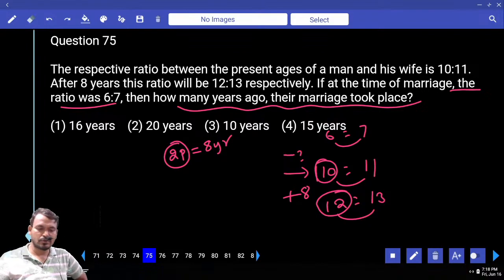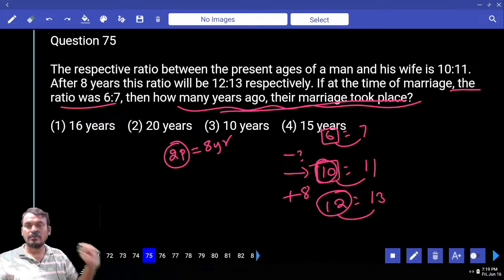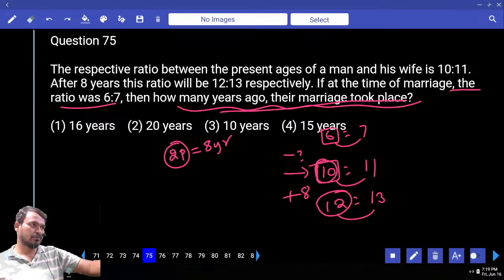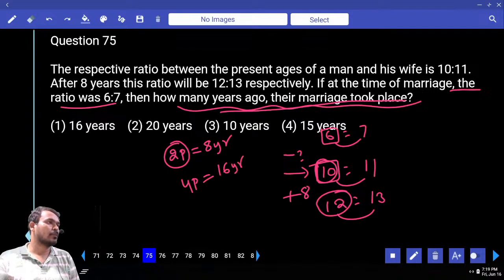Okay. What is the question here? How many years ago their marriage took place? Some years back, how many parts? 6 parts. At present 10 parts. How many parts are increased? 4 parts or not? Means present to past, how many parts are subtracted? 4 parts, yes or no? What is the 2 parts value? 8 years. But present to past, how many parts are subtracted? 4 parts. What is the 4 parts value? 16 years or not? Okay.